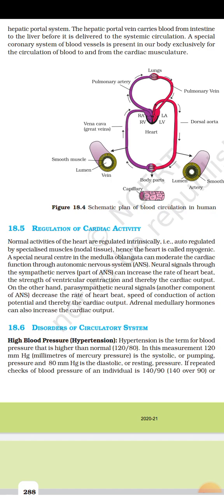On the other hand, parasympathetic neural signals, another component of ANS, decrease the rate of heartbeat, the speed of conduction of action potential, and thereby the cardiac output. And adrenal medullary hormones can also increase the cardiac output. Now, disorders of the circulatory system.